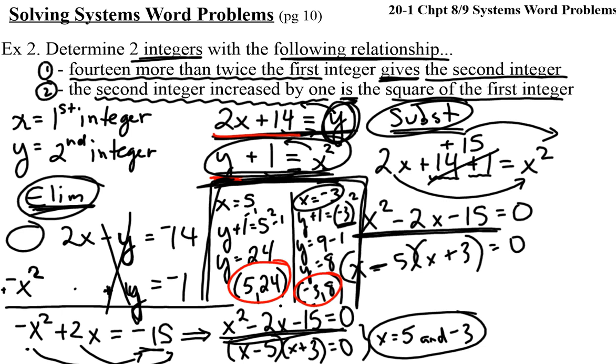Those are my two integers. Now, we have to be careful, are both acceptable? Sometimes negative answers aren't acceptable, but in this case, we're trying to find two integers, positive or negative numbers. So a negative answer is perfectly fine. One situation could be the 5, 24, first integer, second integer. It would suit all this. Second situation, negative 3, 8. That solution would also suit. So it doesn't matter which way algebraically you solve it, you should get the same answer either way.